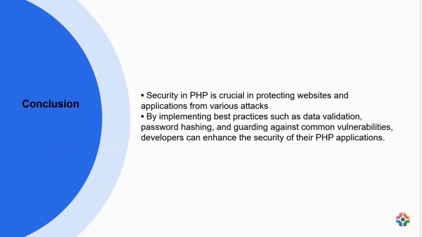Security in PHP is vital for safeguarding websites and applications against attacks. Developers should adhere to best practices like data validation, password hashing, and protection against common vulnerabilities to bolster security. For instance, validating user input prevents SQL injection attacks, while securely storing passwords with hashing mechanisms averts data breaches. By addressing vulnerabilities proactively, developers can fortify the security of their PHP applications and uphold the integrity of sensitive data.